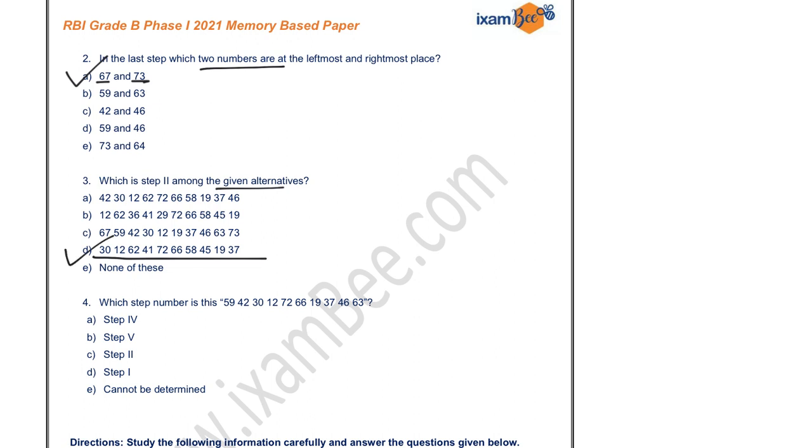Now your fourth question says which step number is this, that is 59, 42, 30, 12, 72, 66, 19, 37, 46 and 63.